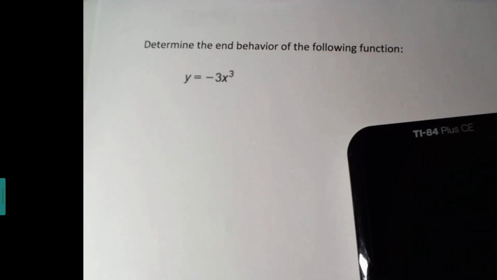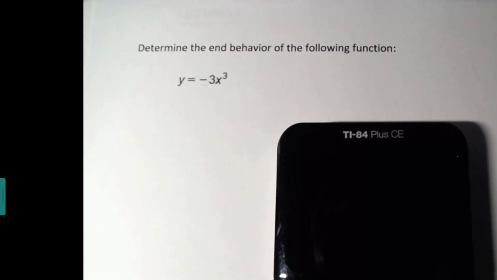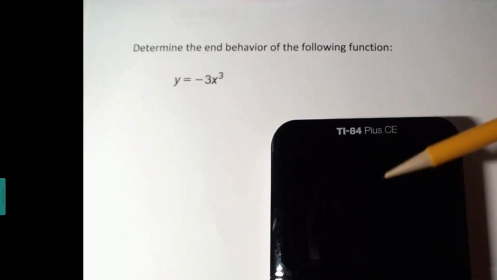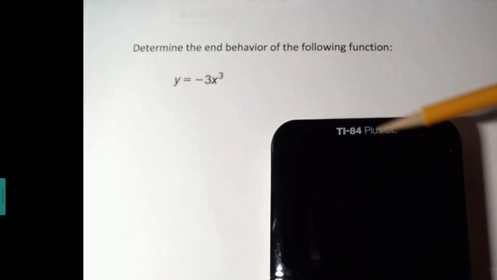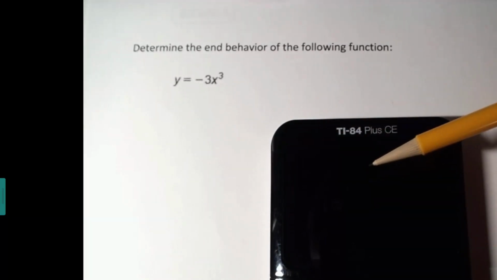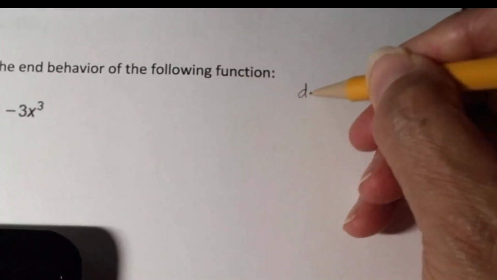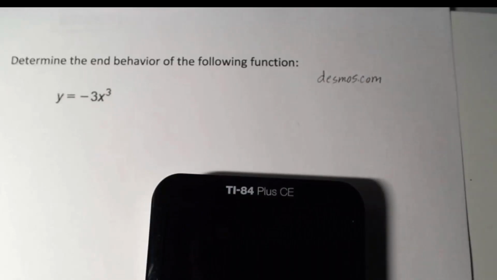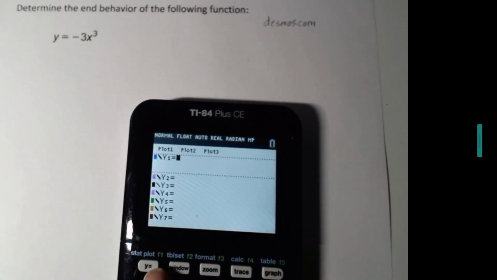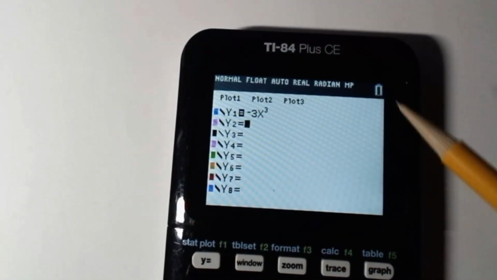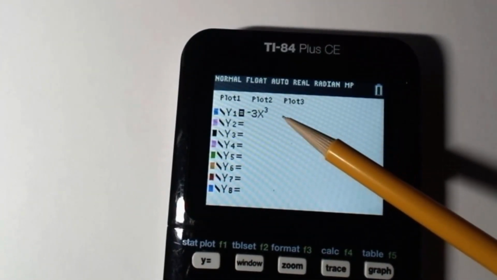So I'm going to use my TI-84 and graph this function and then take a look at the graph. If you don't have a graphing calculator, there are online graphing calculators available. One of my favorites is a website called Desmos. So I'll put this here, desmos.com. But with this TI, I'm going to go ahead and come here to the y equals, and I'm going to enter negative 3x cubed. And so I've got my function now here in my y1.